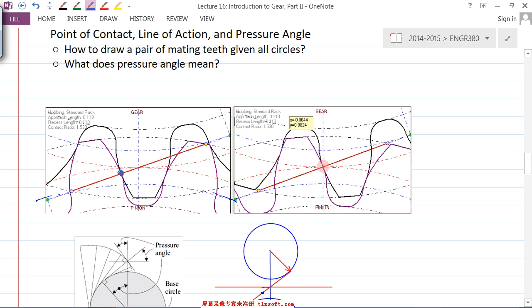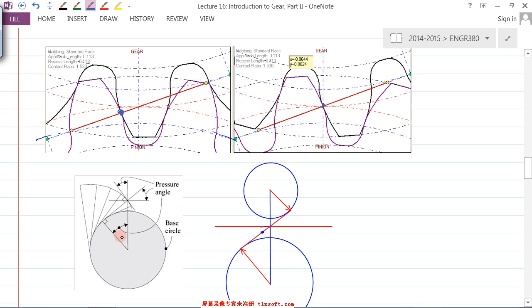And this particular point here is the intersection between the center-to-center distance and the tangential point between the two pitch circles. This point is what we call the pitch point. Pitch point. And the pressure angle is basically the angle of the line of action here. Line of action.